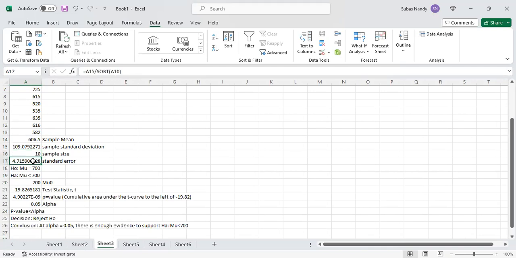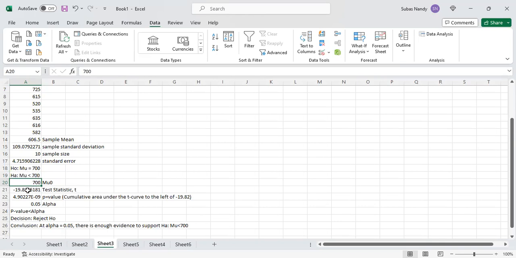Then I found out the standard error. What is the standard error? It is the sample standard deviation divided by square root of the sample size. So A15 divided by square root of A10. What is standard error? It is the standard deviation of the sampling distribution of X bar. So our null hypothesis is mu equal to 700 and the alternate is mu less than 700. So what is our hypothesized population mean?